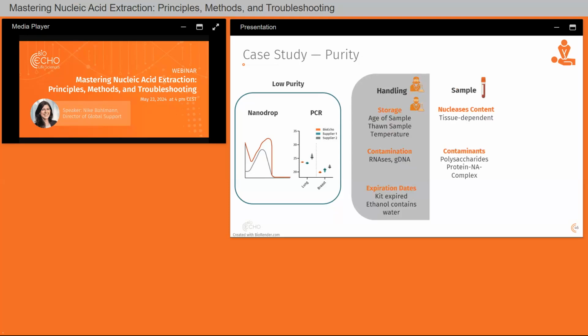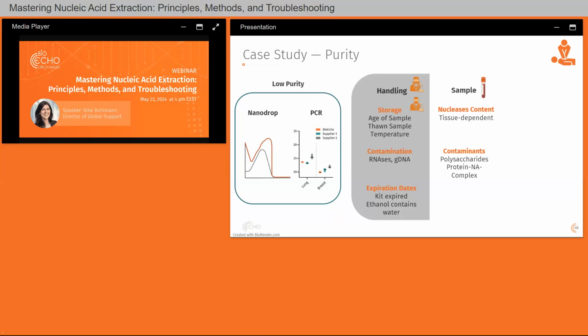What is important here? It's important to focus on handling. If our sample is super old, it could be that we have degraded nucleic acid. If I'm working with plant material, for instance, it comes with a lot of secondary metabolites. Contamination with RNases, for instance, does not help us either. Or what is also important, the expiration date of kits, and also carryover of ethanol. Expiration of kits is very important.